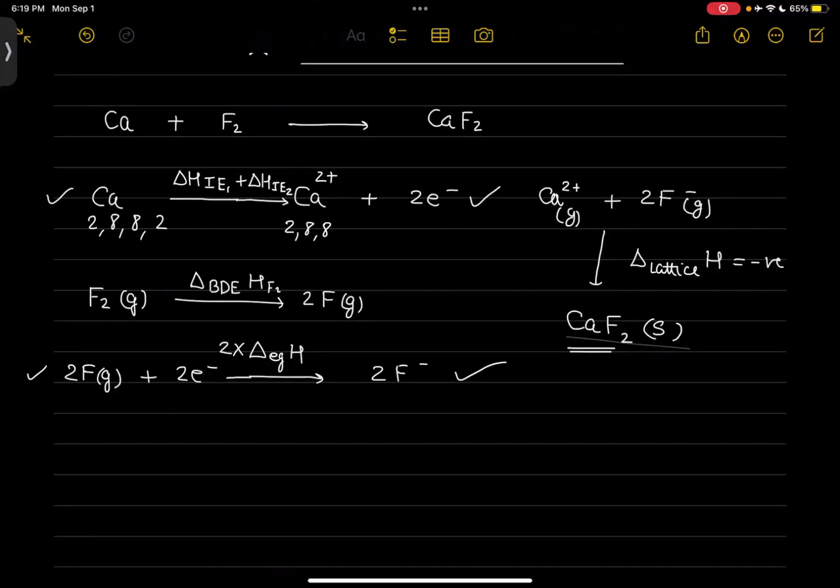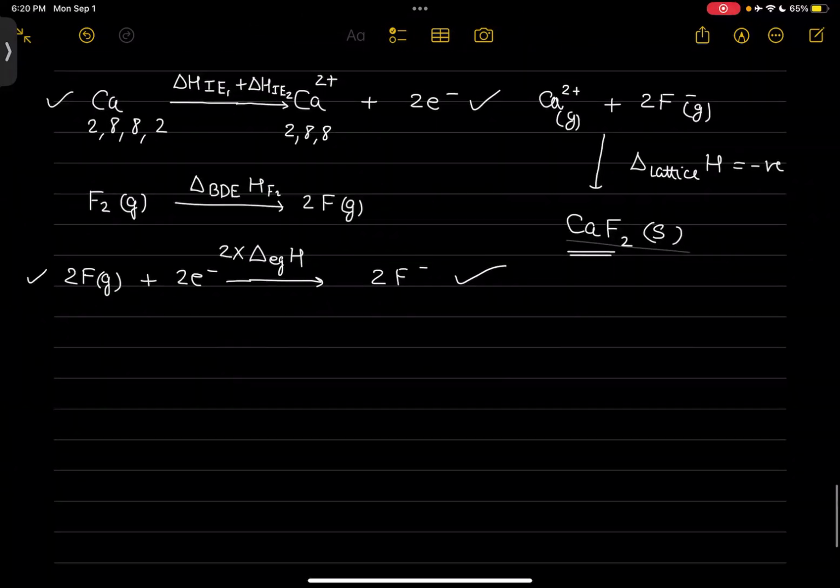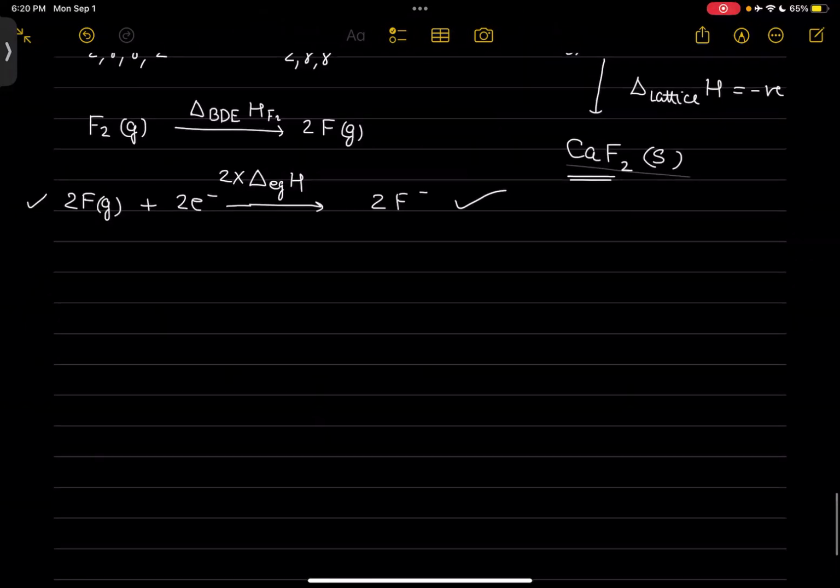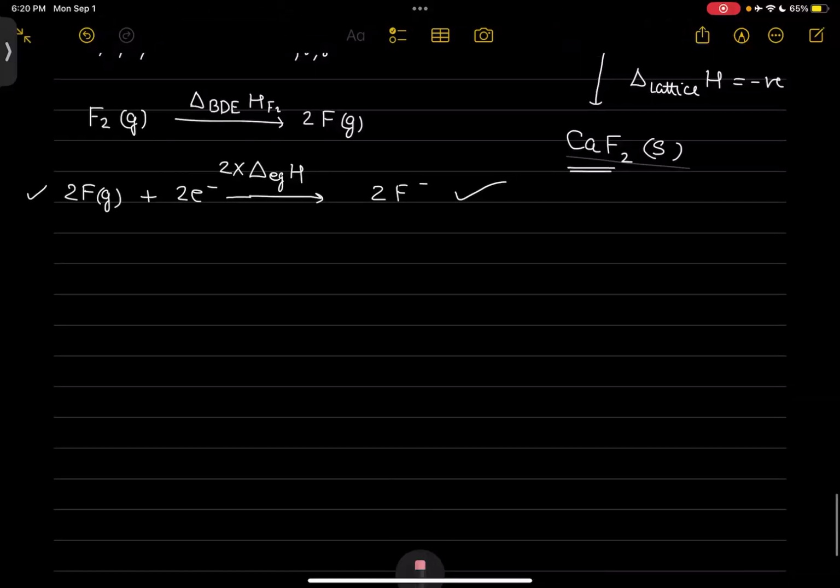Am I audible? Nabila? So it is going to become CaF2, right? And this lattice enthalpy is because the cations and anions are placed in an ionic compound. They are actually placed next to each other. So that arrangement is known as lattice. I will show you in a minute. So what is an ionic bond? Cation and anion held together by electrostatic force of attraction, right?